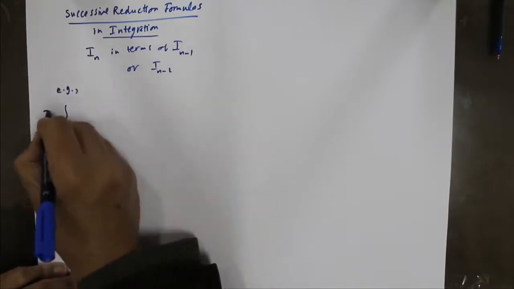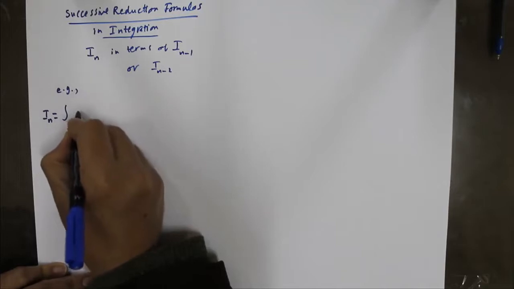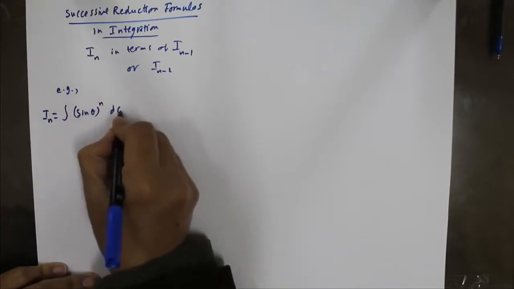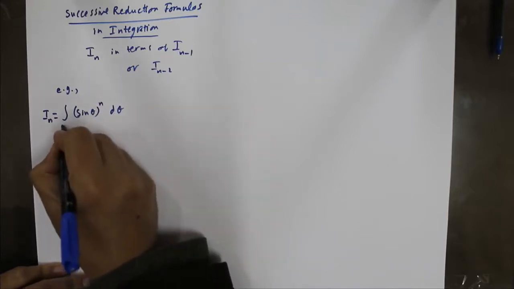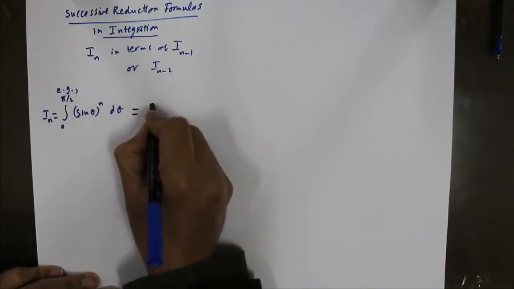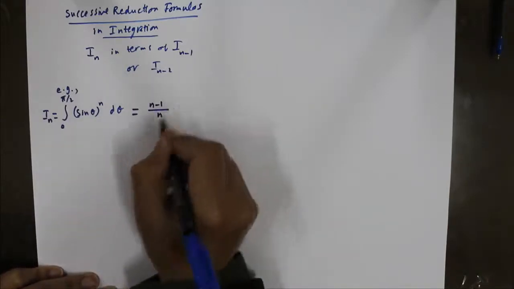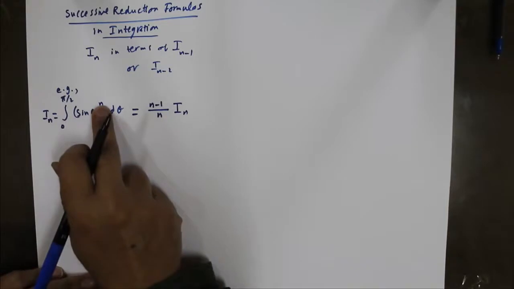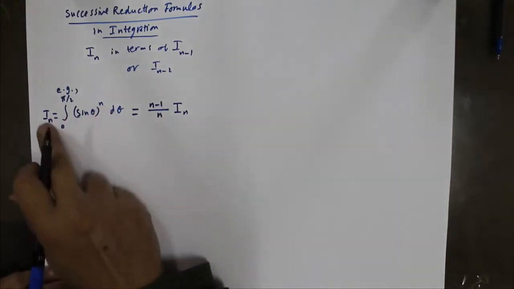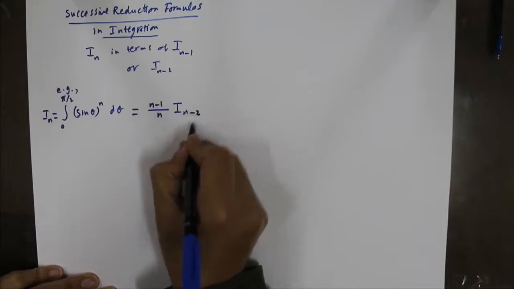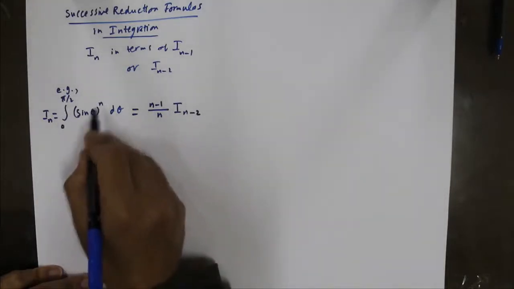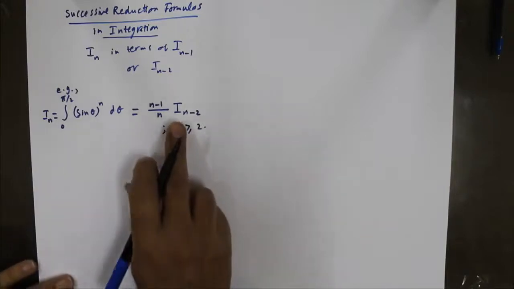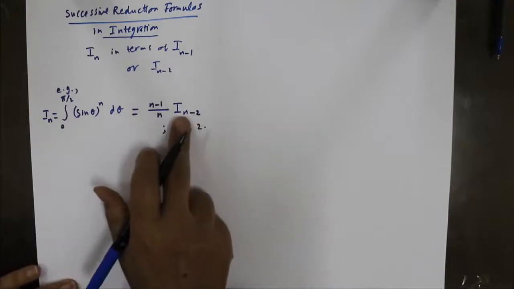There is an important example here: the integral of sine theta power n d theta from 0 to pi over 2. This is equal to n minus 1 over n times the same integral with n minus 2. If you call the integral when the power is n, I_n, then when we write I_(n-2), we mean the same integral but replacing n by n minus 2. There is a condition here: n is bigger than or equal to 2. So the smallest we can get here is to put n equals 2, and this will give you I_0.